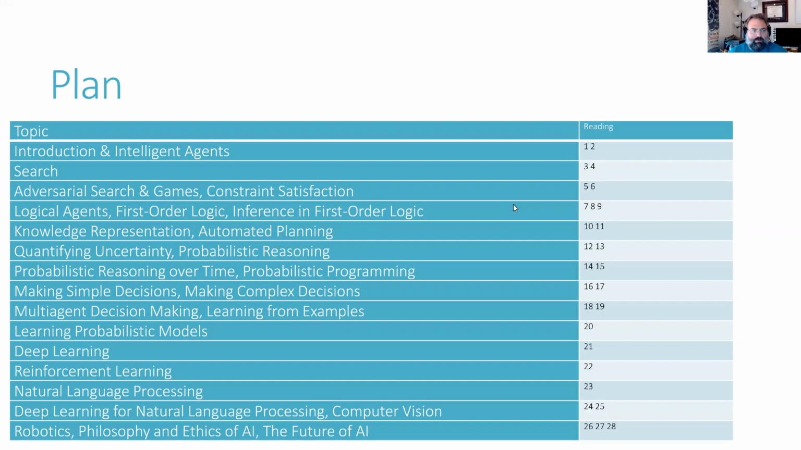That sort of conversation. We'll move on to search in chapters 3 and 4, adversarial search and games and constraint satisfaction in 5 and 6, logical agents, first order logic and inference in first order logic, 7, 8, and 9. That's in the fourth week, and so on. I'm not going to read the entire slide to you. You can see this stuff yourself as well. You can always pause this recording if you want to drill into it.